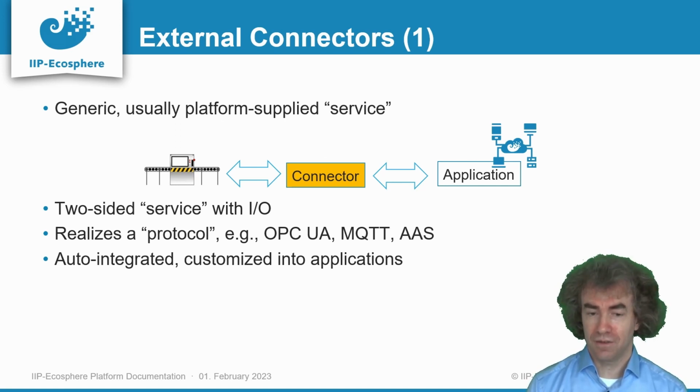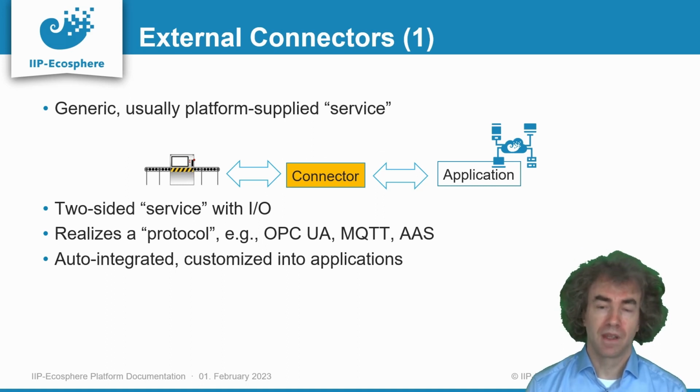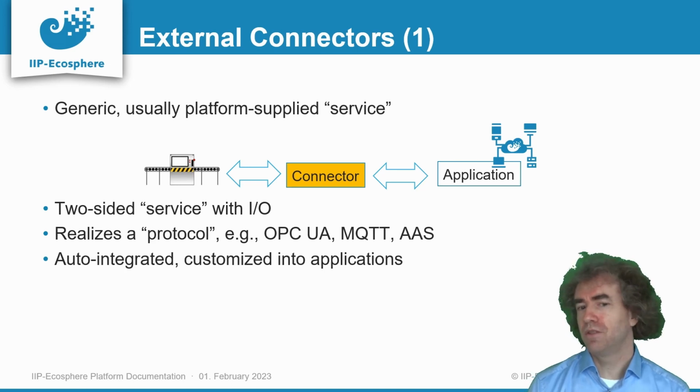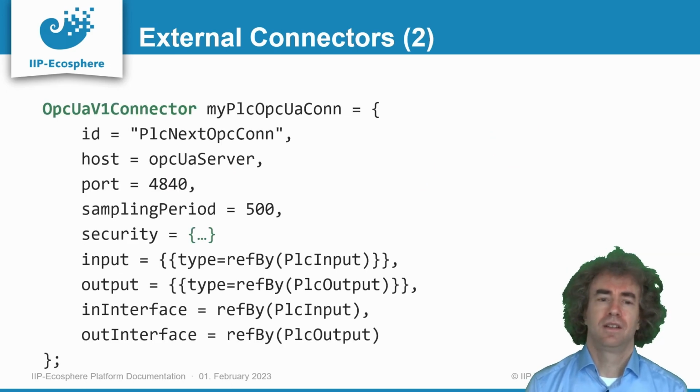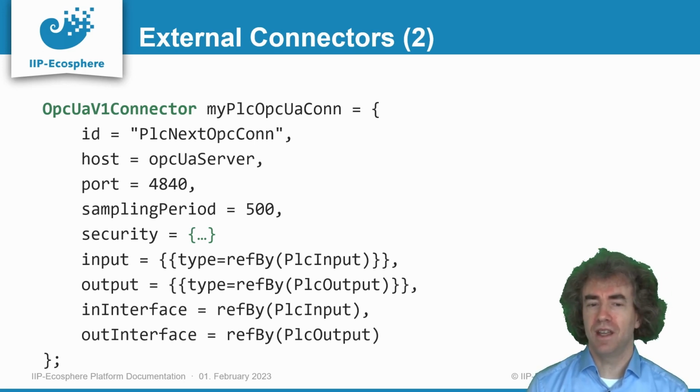So in the end, the vision, and that's what the platform is realizing, is that you use these connectors like services, but you don't program them. How does this look? In a configuration, it would look like that. You have something like a service, but it has a different type. Here it is an OPC UA version 1 connector. You supply it with an ID. You supply it with the host and the port where the server is running.